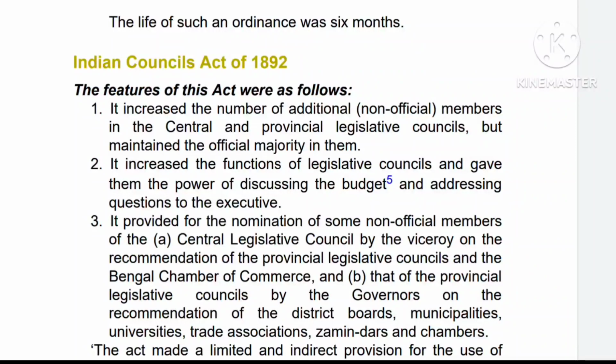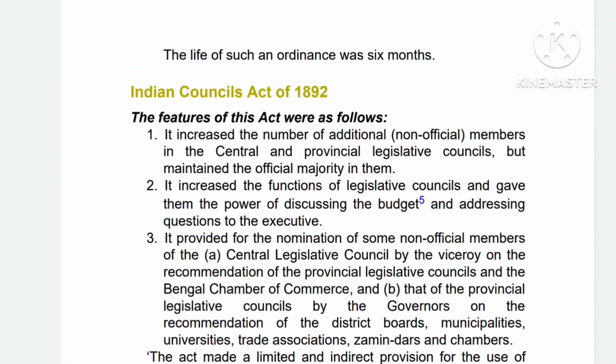A. Central Legislative Council by the Viceroy on the recommendation of the Provincial Legislative Councils and the Bengal Chamber of Commerce, and B. That of the Provincial Legislative Councils by the governors on the recommendation of the district boards, municipalities, universities, trade associations, zamindars, and chambers.